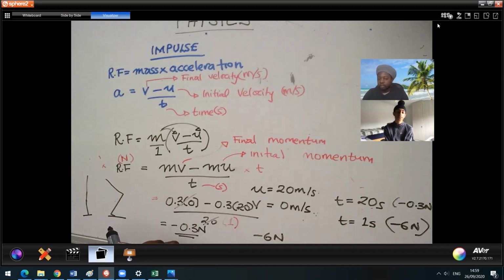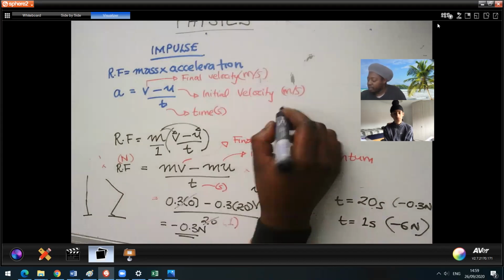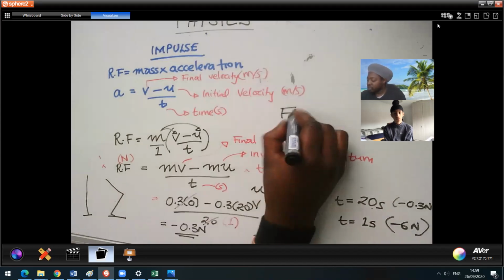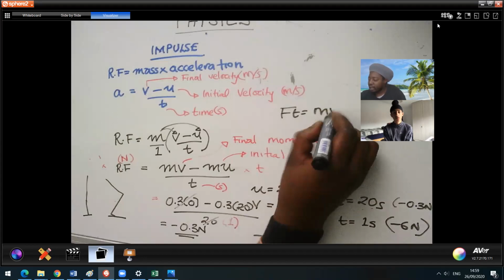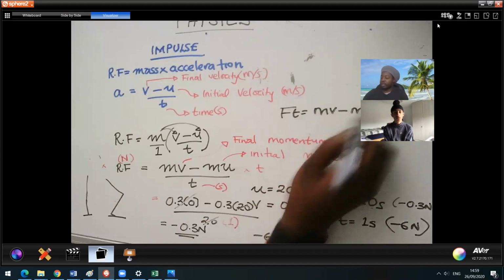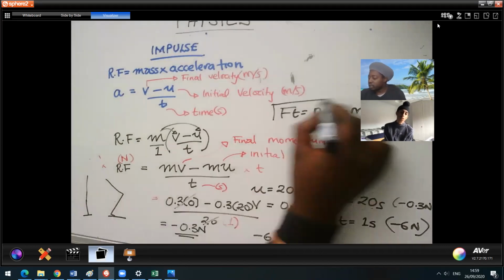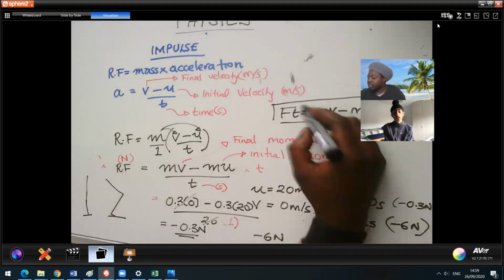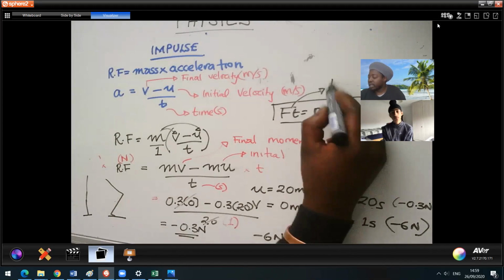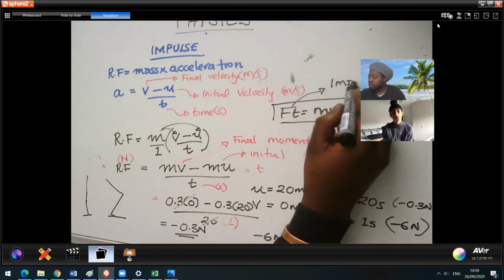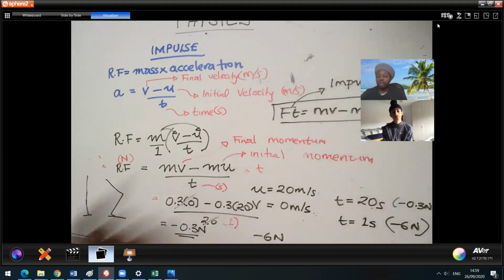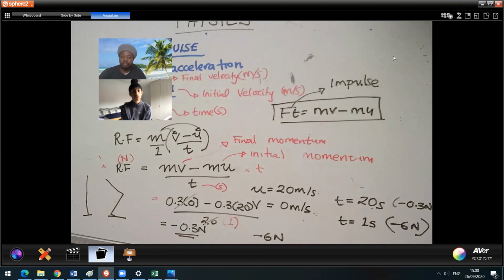Okay, good. So we know then that F times t is equal to mv minus mu. I've just rearranged this equation. That's force times time. This quantity here, Ft, is known as the impulse. That's what we mean by impulse. So it is a measure of the change in momentum.